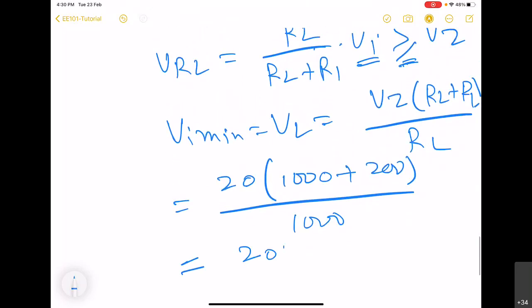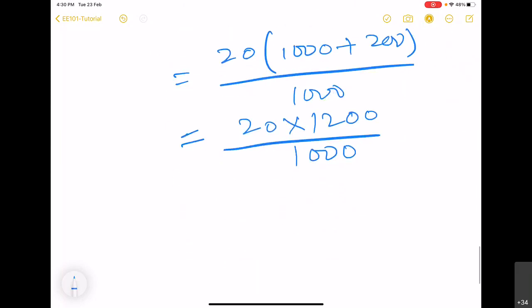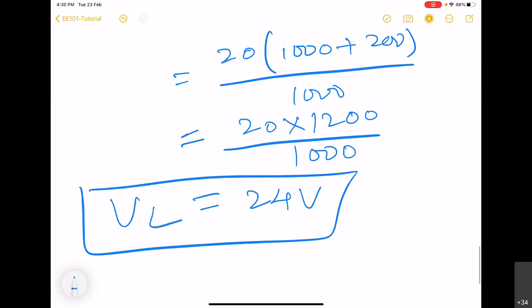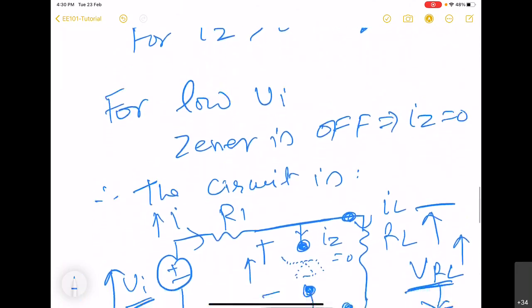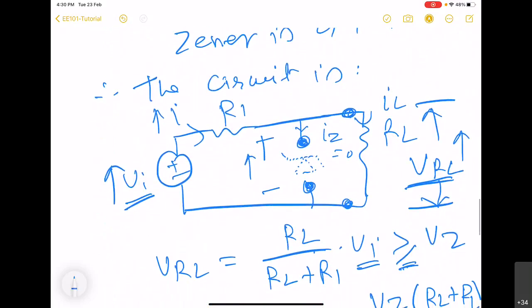So this becomes 20 into 1200 divided by 1000. So this will turn out to be 24 volt. So when Vi is greater than this 12 volt, diode will start conducting. So lower limit on the input voltage is decided by condition that diode should start conduct.